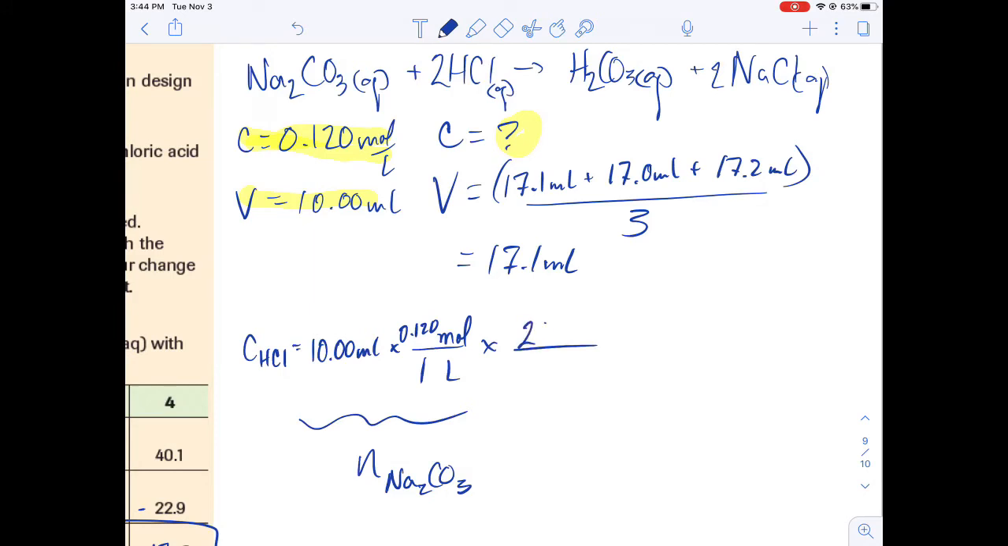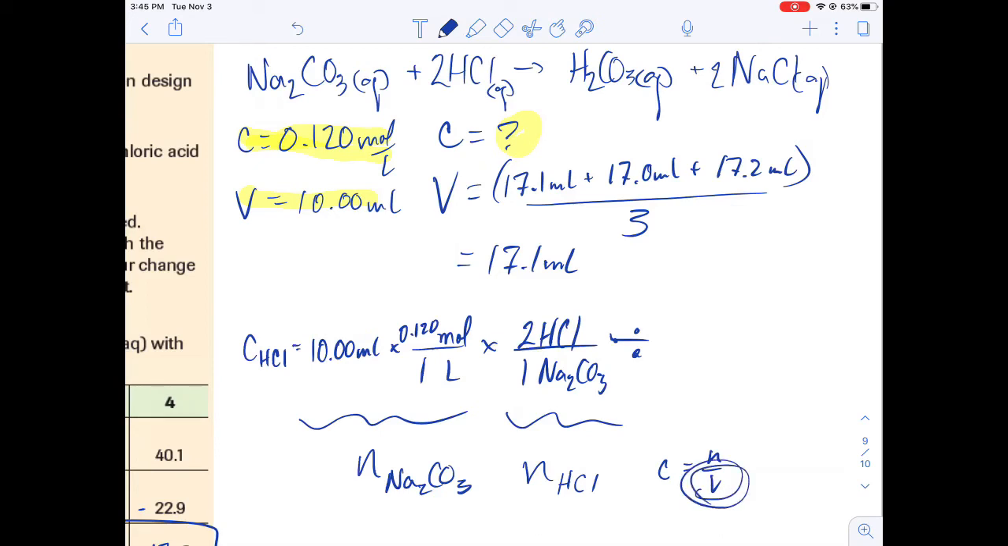I get 2 hydrochloric acids for every 1 sodium carbonate. And so this gives me the number of moles or millimoles of hydrochloric acid. But if I divide by the volume, I'm going to get the concentration, which is n over V. So by dividing by the volume, I get a concentration. But I'm going to divide by milliliters, because 17.1 milliliters, I get my liters canceling out, gets me my millimoles, but then my millis cancel out, and I get mole per liter.